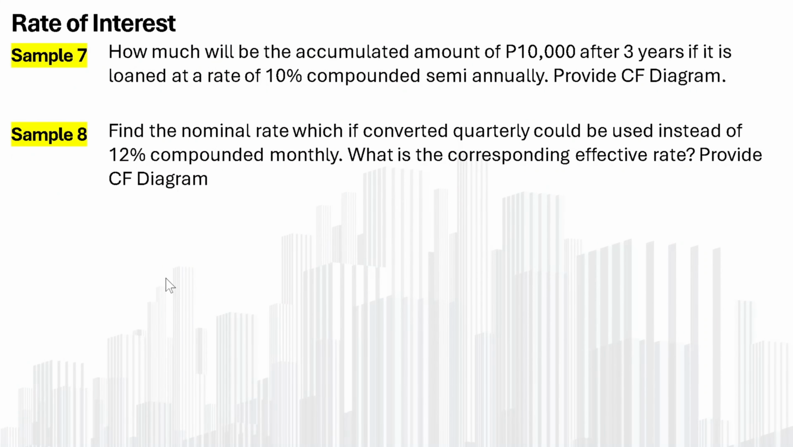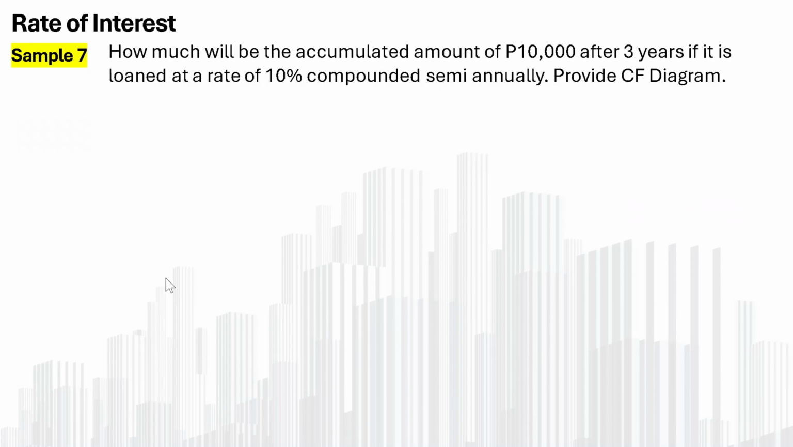And then let's have some sample problems here. For example, this one: how much will be the accumulated amount of 10,000 pesos after 3 years if it's loaned at a rate of 10% compounded semi-annually? Here we provide a cash flow diagram as well. So let's dig in one by one.